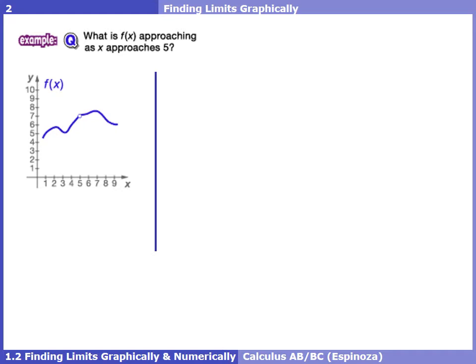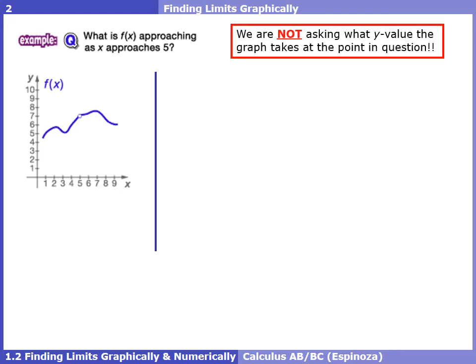But that's not really what we're looking at. Here we want to try to understand this idea of a limit by answering this question: what is f of x approaching as x approaches 5? So again, we need to clarify this point as it corresponds to algebra. We're not asking the y value that the graph takes on at the point in question, because we already mentioned a second ago that that would be undefined. What we care about is what y value is the graph approaching as we move closer to x equals 5.